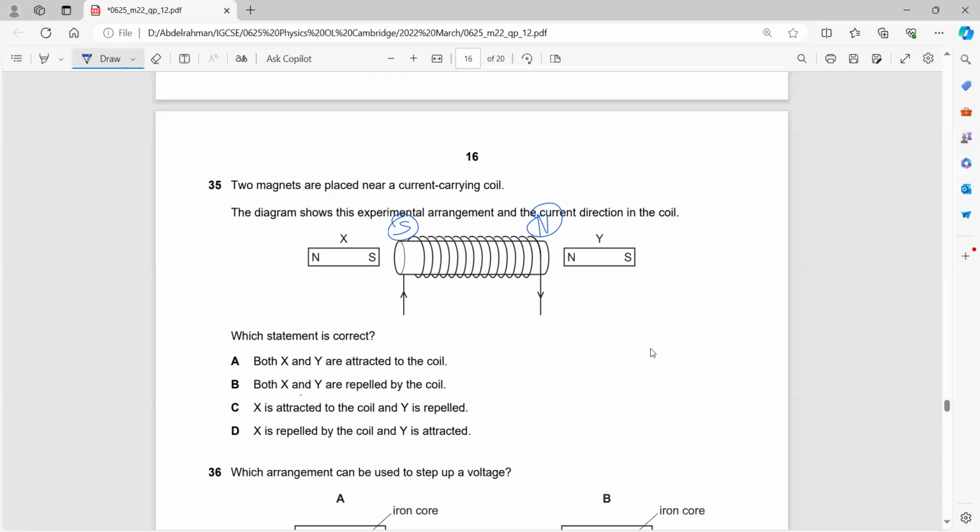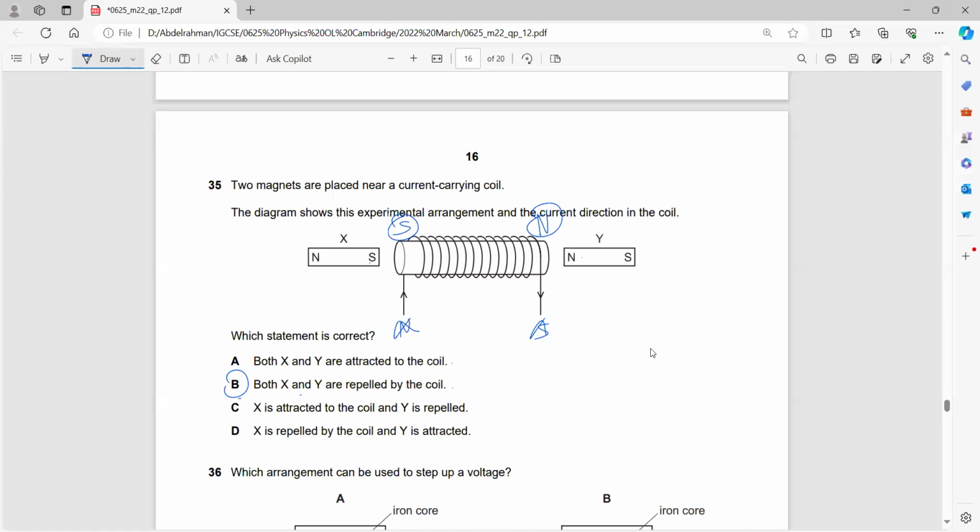Both X and Y are repelled. Now, north would repel the north and south would repel the south. In this question, you should choose either A or B. Why? Because it would be either south or north, or if someone didn't know, it could have been south and north. South and north would have meant that they would both attract. But for this case, it would be wrong. North and south in this way, it would be wrong.